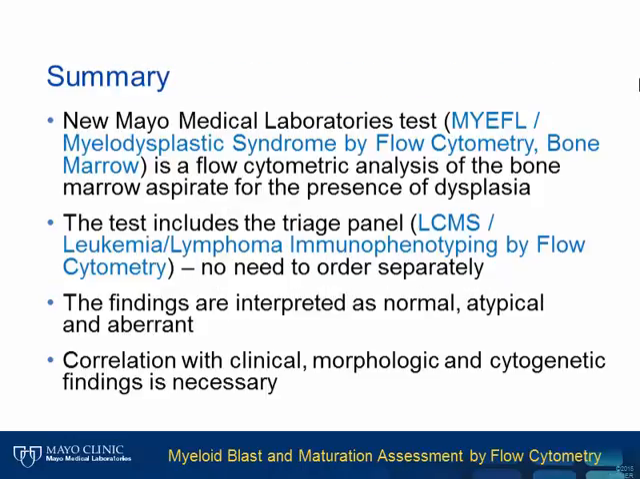In summary, our new flow cytometry test examines myeloid maturation on bone marrow specimens. The test includes the triage panel, and there is no need to order it separately. The findings are interpreted as normal, atypical, and aberrant. Correlation with clinical, morphologic, and cytogenetic findings is necessary in order to diagnose myeloid neoplasm.